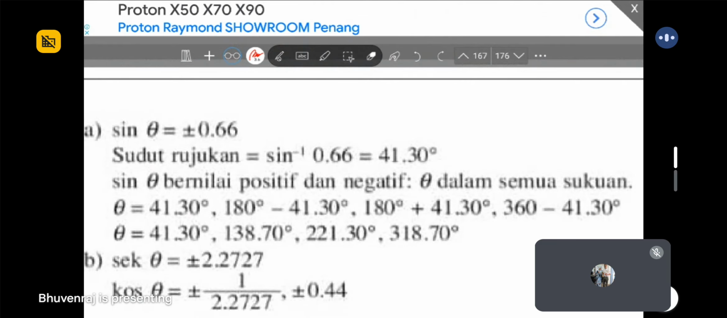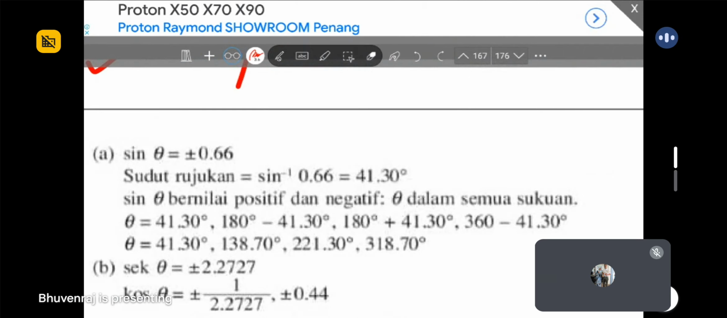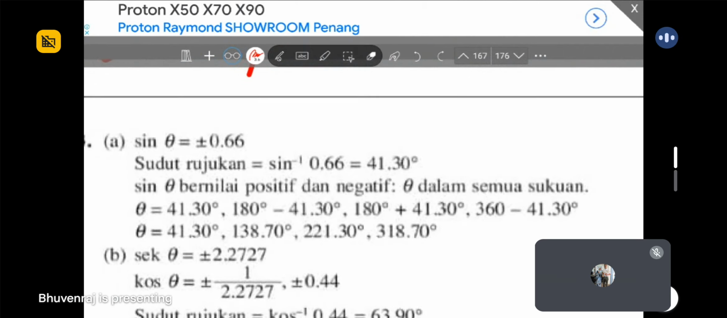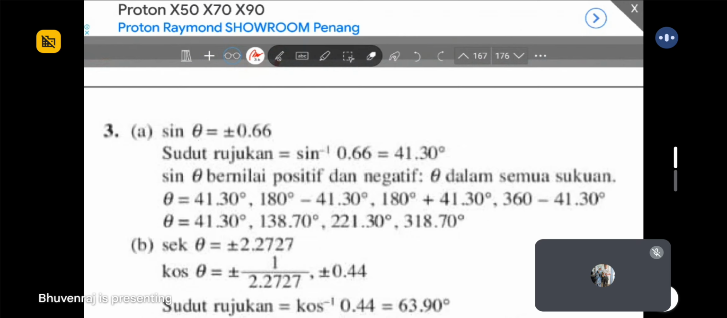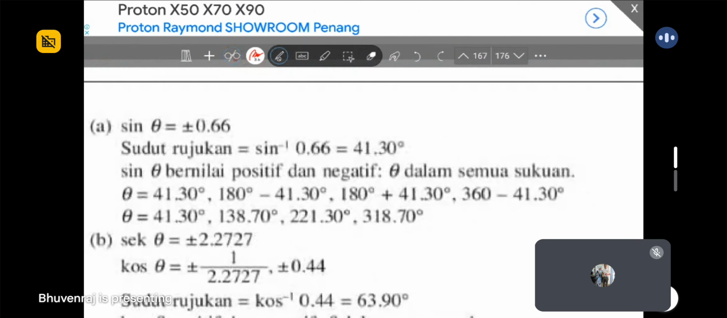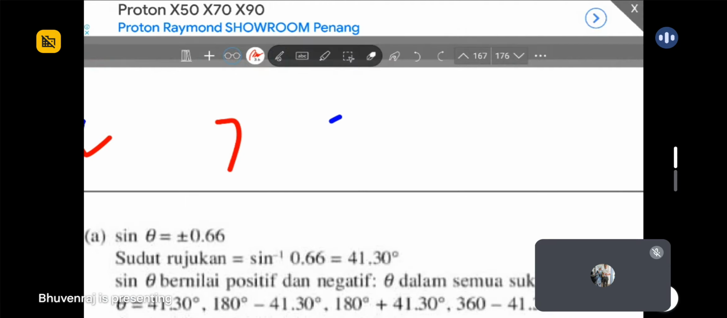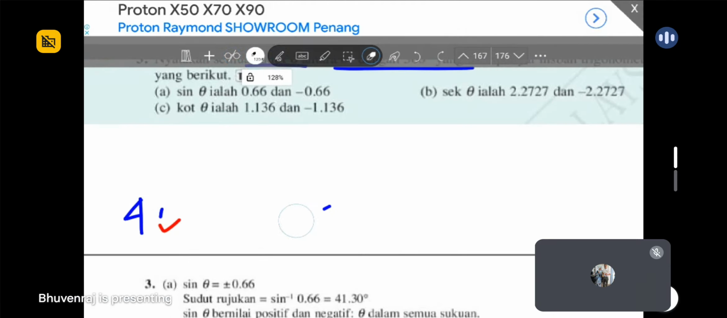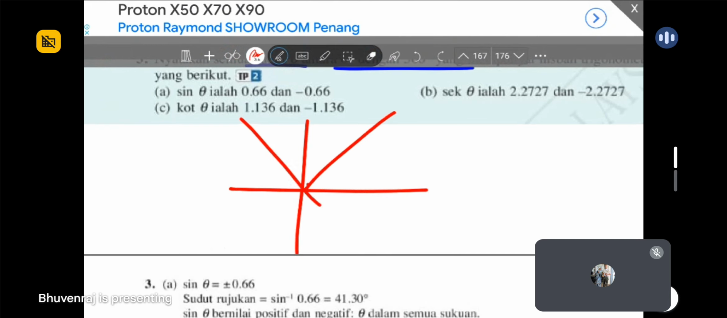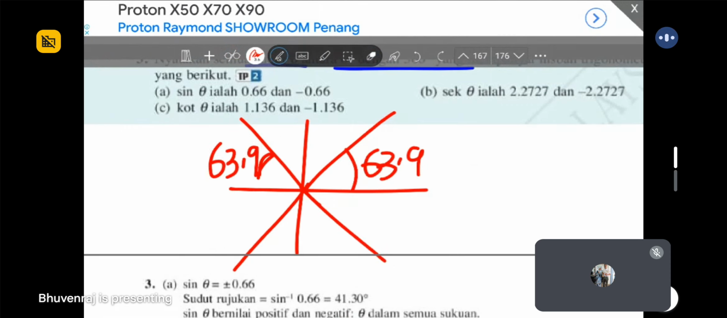So again, same concept, 4 angles, 4 quadrants. Your reference angle is 63.9. So you just need to draw your quadrants again. Something like this: 1, 2, 3, 4. 63.9, 63.9. Everywhere is 63.9.